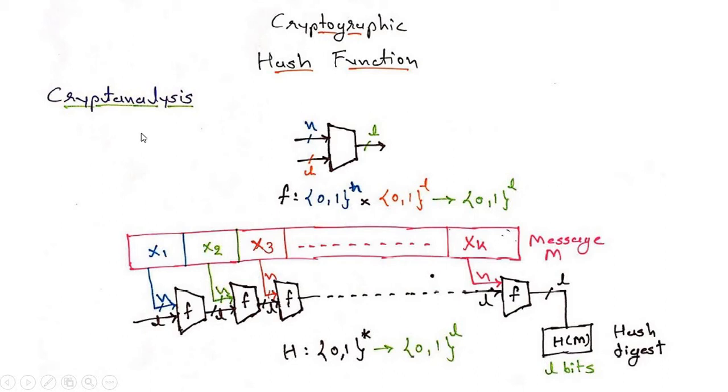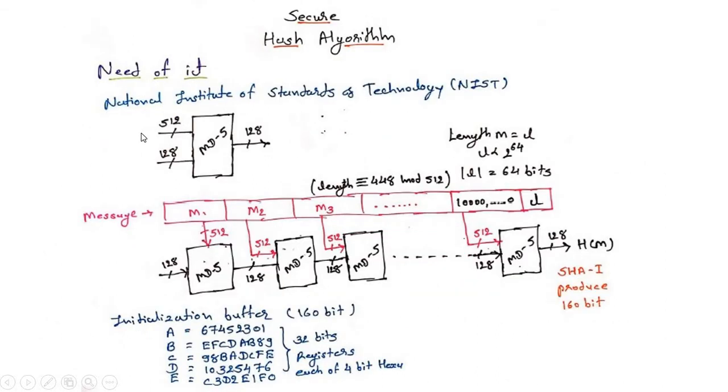So that is about the cryptanalysis. Then after that we discussed the secure hash algorithm, that is known as SHA. Mostly people are calling it SHA in different ways, but SHA stands for the secure hash algorithm. So let's see what is the need of SHA.